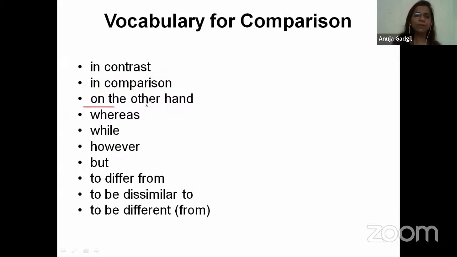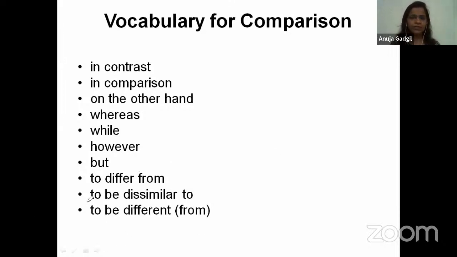Okay, crop A is cultivated in winter. On the other hand, crop B is cultivated during the summertime. Opposites. Similarly, you could use whereas, while, however, but, to differ from. Something differs from, alag hai, vegla aahe. A differs from B in terms of, kuthlya babtit A ani B vegle aahet, sanga.